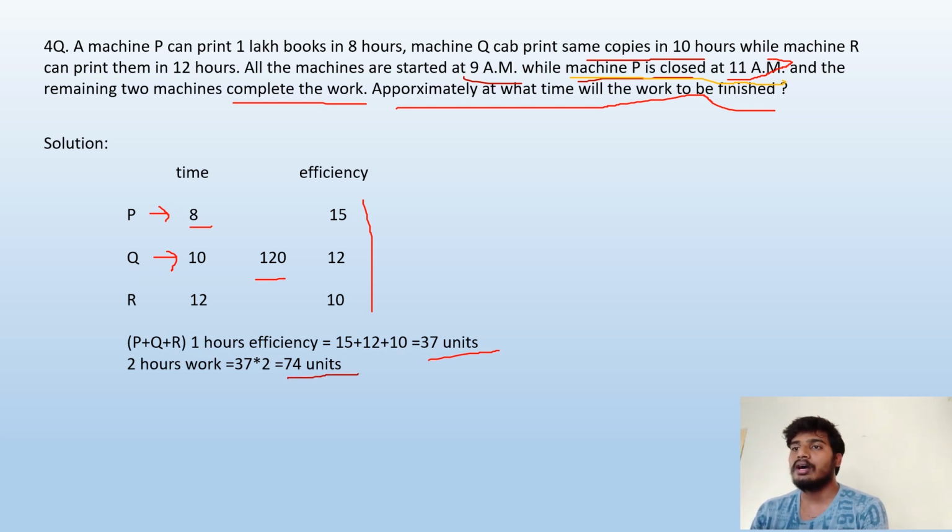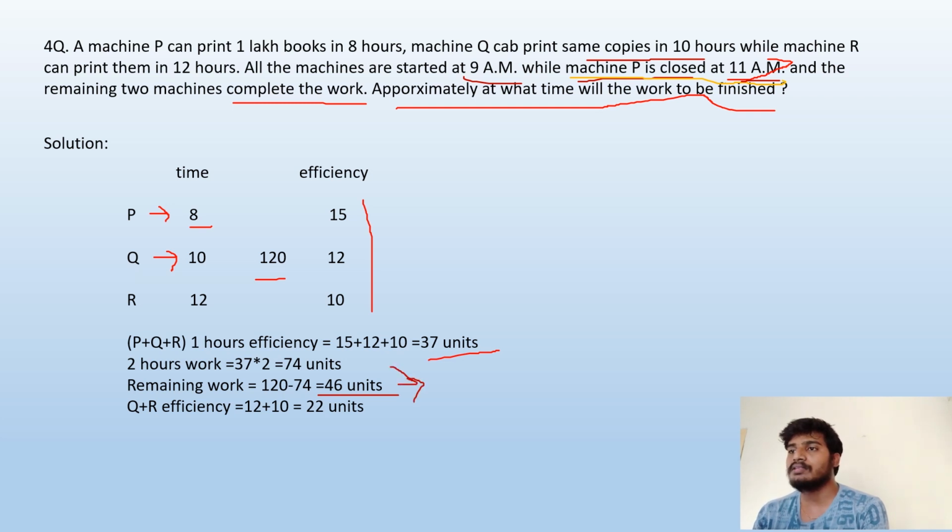After 2 hours, that is, they started at 9 am and P left at 11 am. That means after 2 hours, P has left. So after 2 hours, the total work completed by the 3 of them is 74 units. After completing the 74 units, P has left the work. So the remaining work becomes 120 minus the completed work, that is 74. So the remaining work is 46 units.